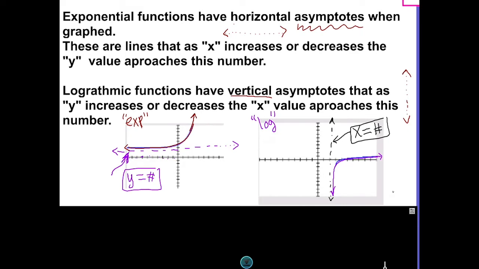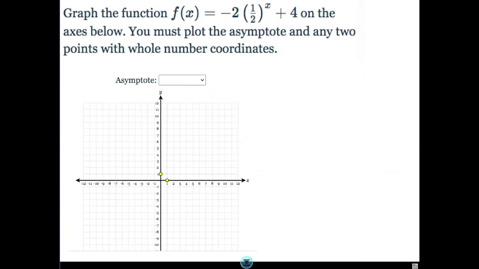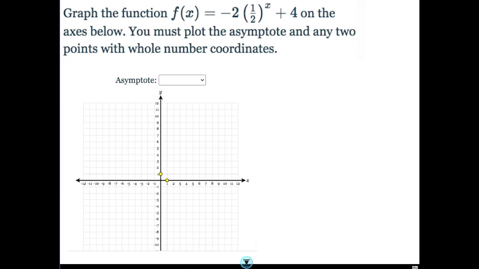So what we want to do is use your calculator. We want to see where these are on the graph, have an idea of the asymptote, and then plot a couple points. I do have 3 examples for us. I'm adding an example to our notes. Here's our first example. It says graph this function on the axis below and then plot the asymptote and any 2 points with whole number coordinates. Okay, so I'm going to show you how to do that.